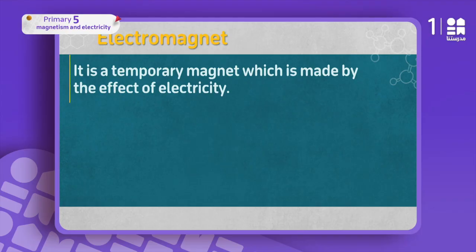So now, what is the definition of the electromagnet? It's a temporary magnet which is made by the effect of electricity.